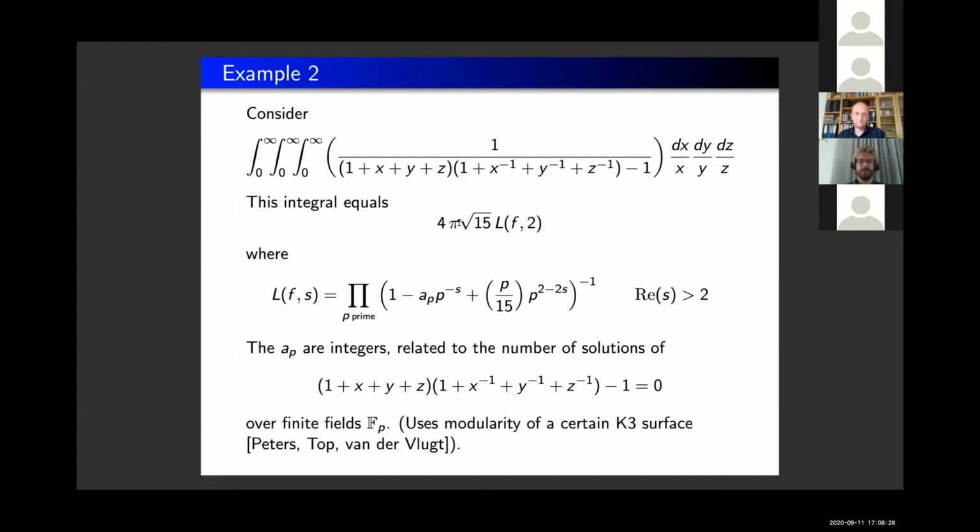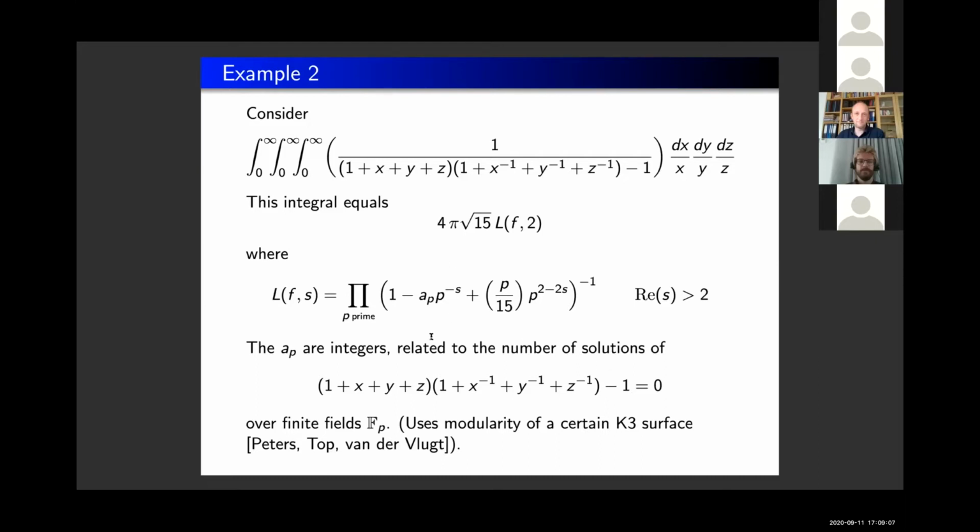It's 4 times pi over the square root of 15 times L of f at 2. So L here is again an L function. It's defined by an infinite product over all primes of some very simple factor here. Well, this (p over 15) here is a Legendre symbol. And a_p is an integer, which is very mysteriously related to the number of solutions to this equation, which is the denominator, over finite fields F_p.